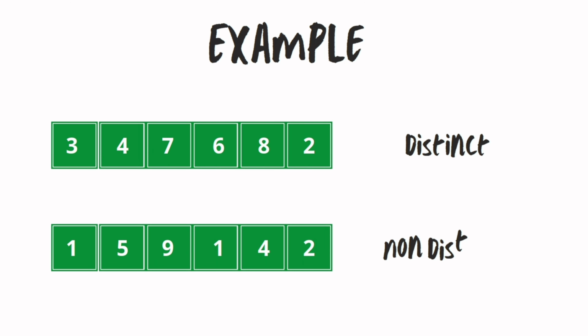Let's see an example. We have two lists over here, one which has elements 3, 4, 7, 6, 8 and 2, where all the elements are unique or distinct. But as we can see, the second list has an element repeated, which is 1. So I can say that the first list is distinct whereas the second list is non-distinct.